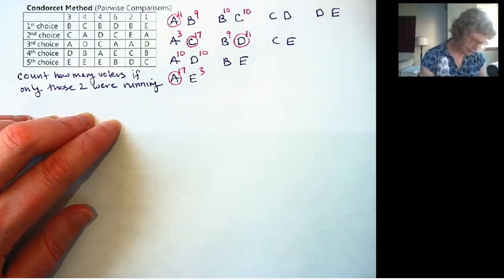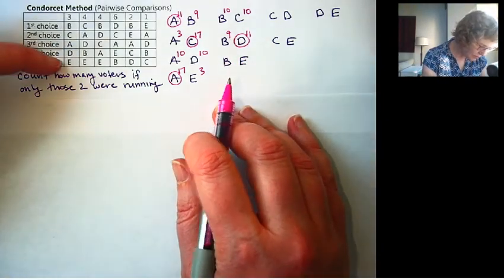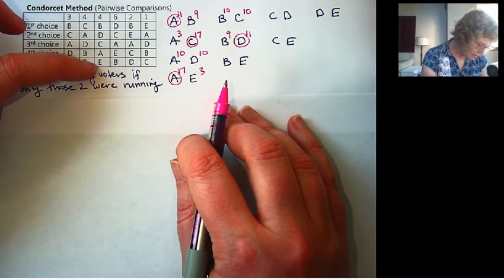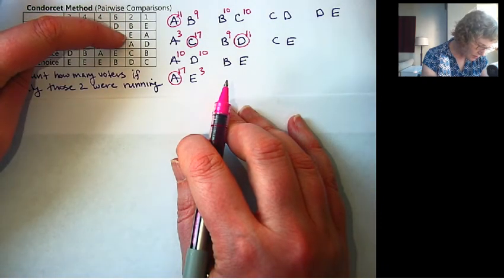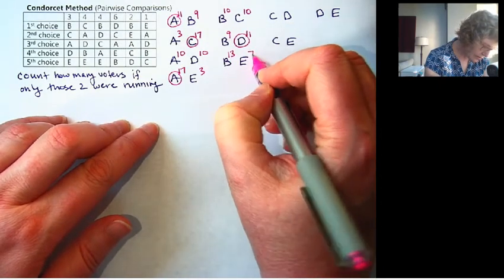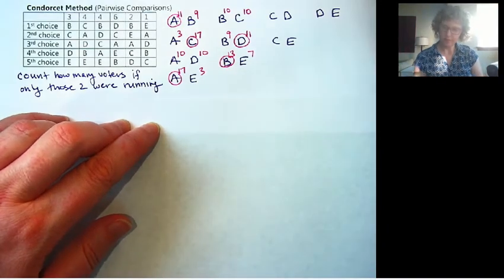What the heck? Okay, B over E. B over E, there's 3 plus 4 is 7. B over E, that's 11. Not there. 12, 13, and not there. So 13 to 7. Okay, more people did choose B than E.